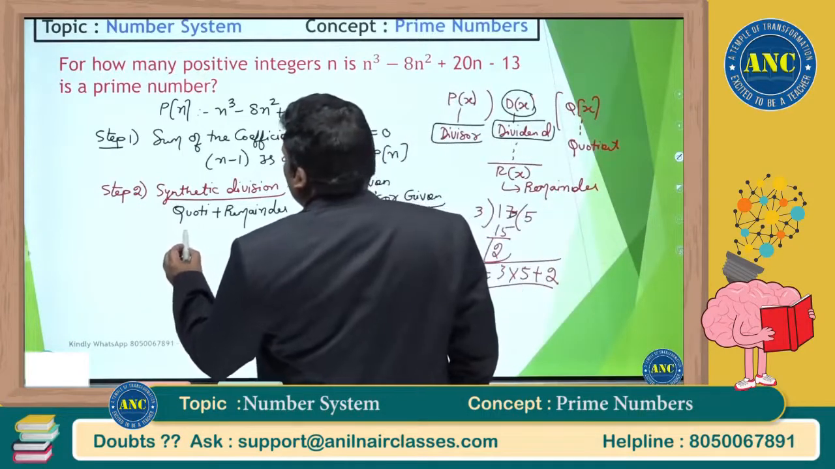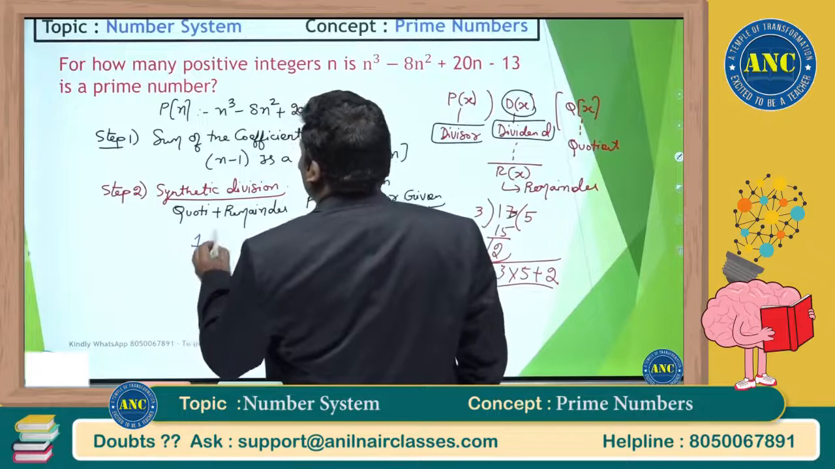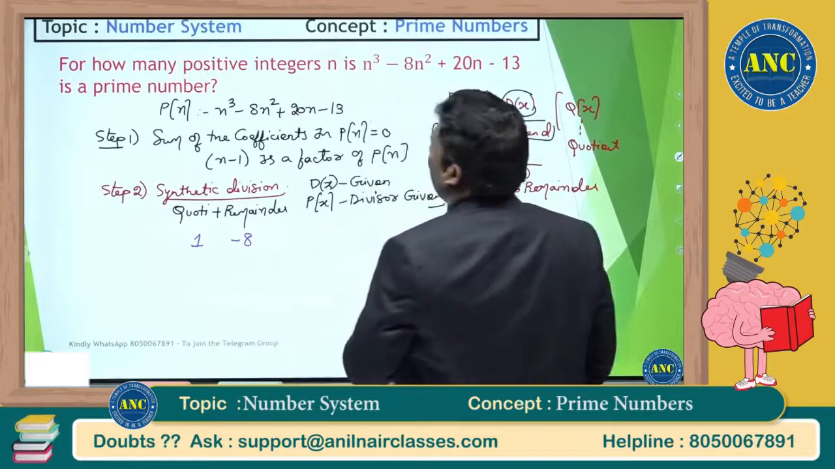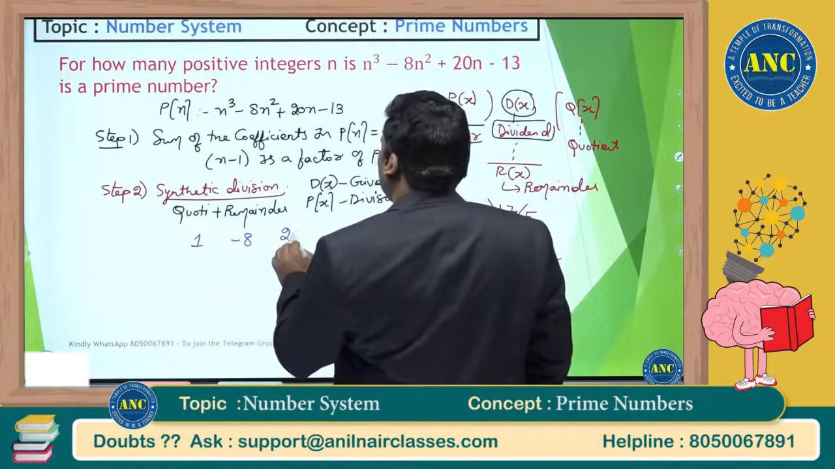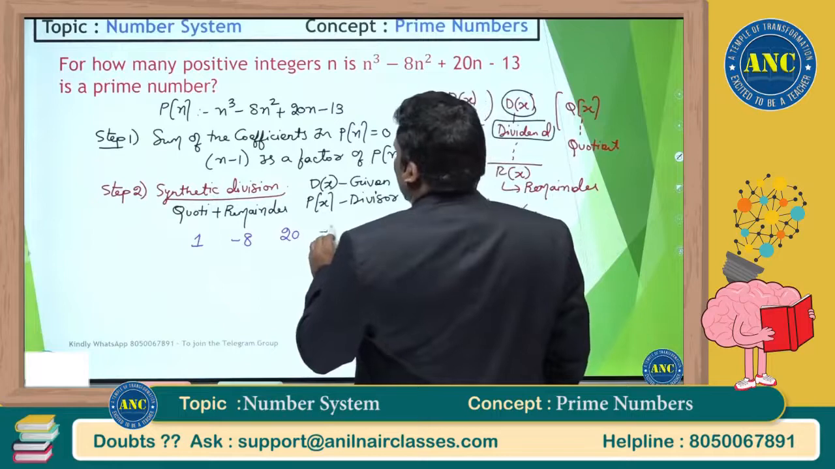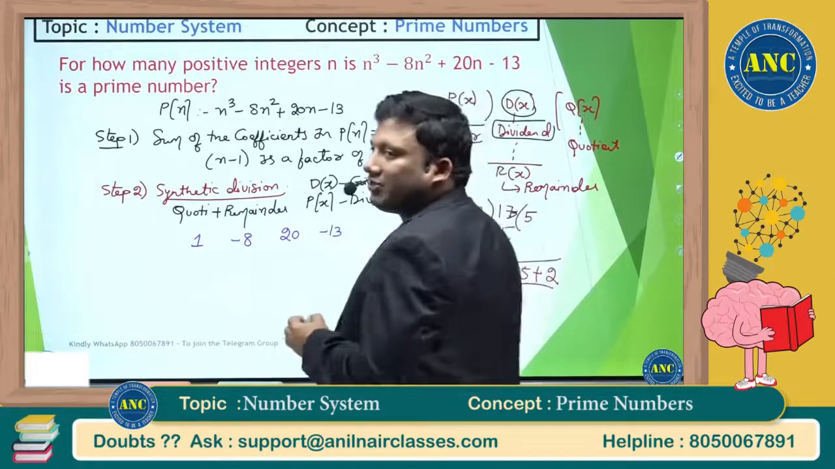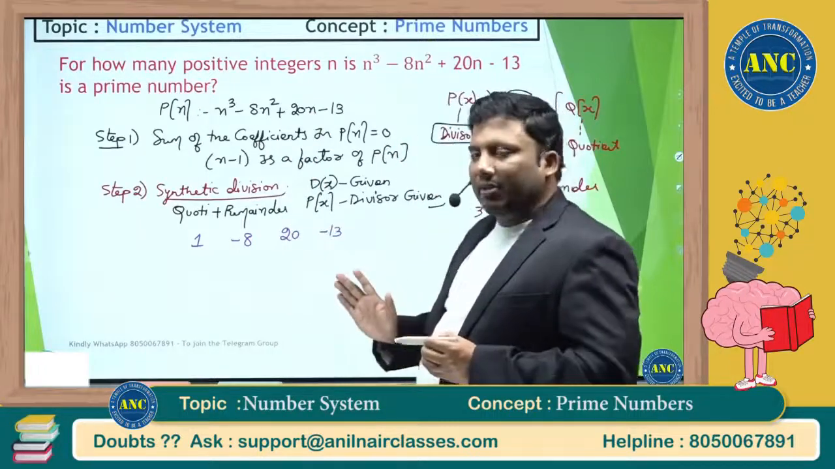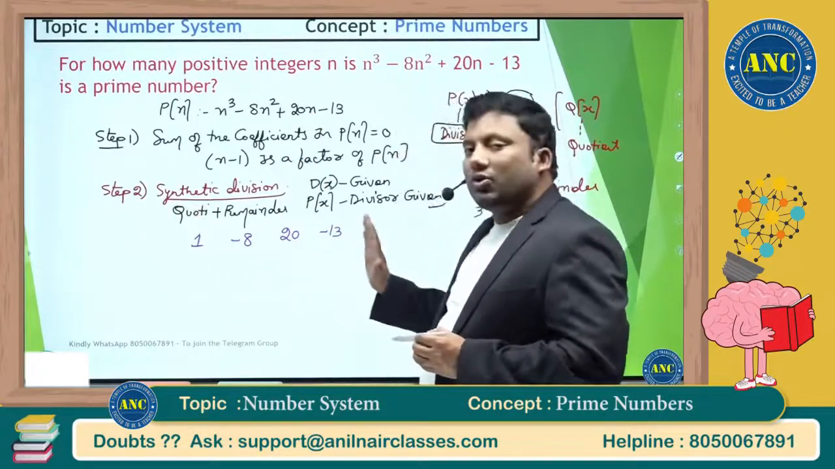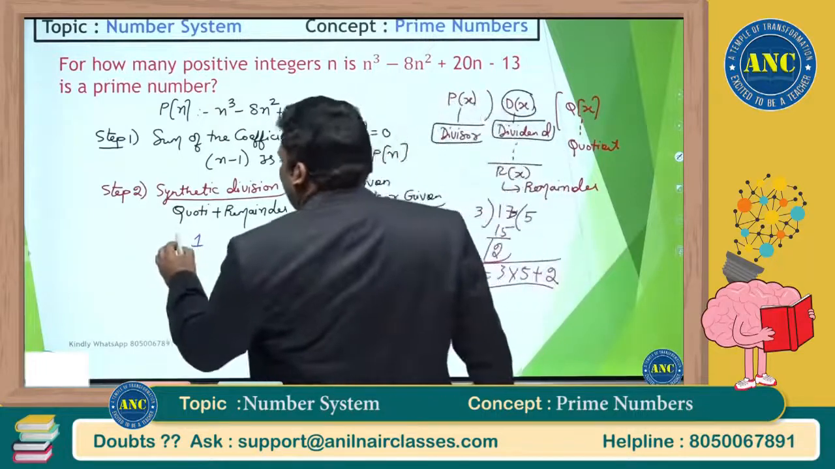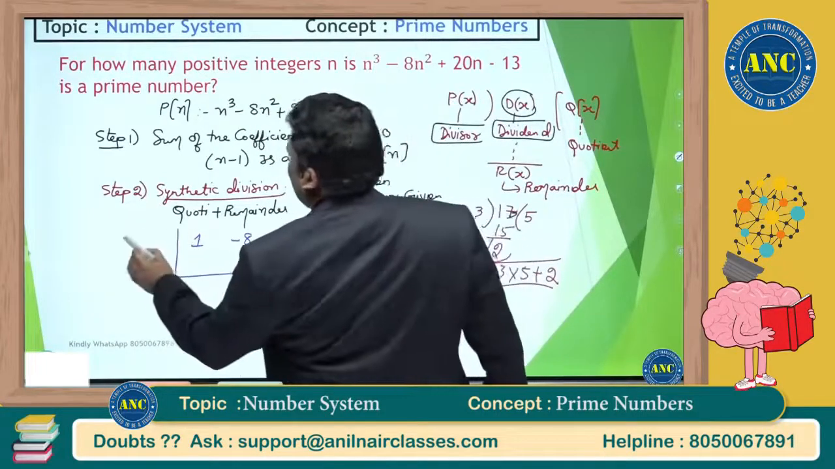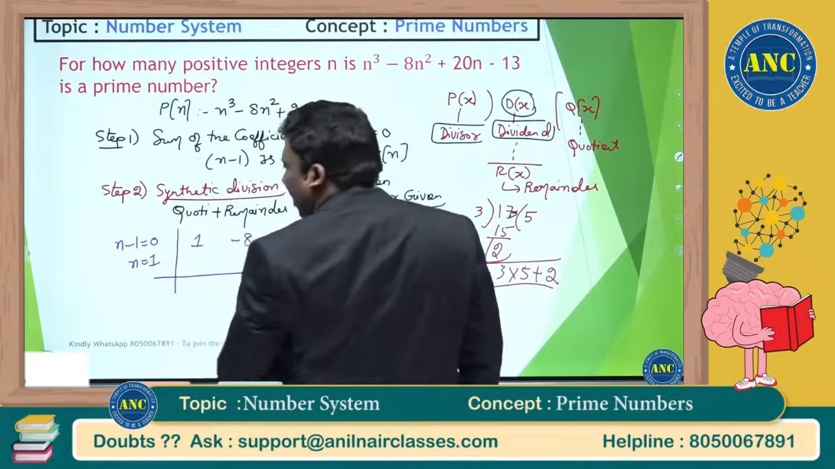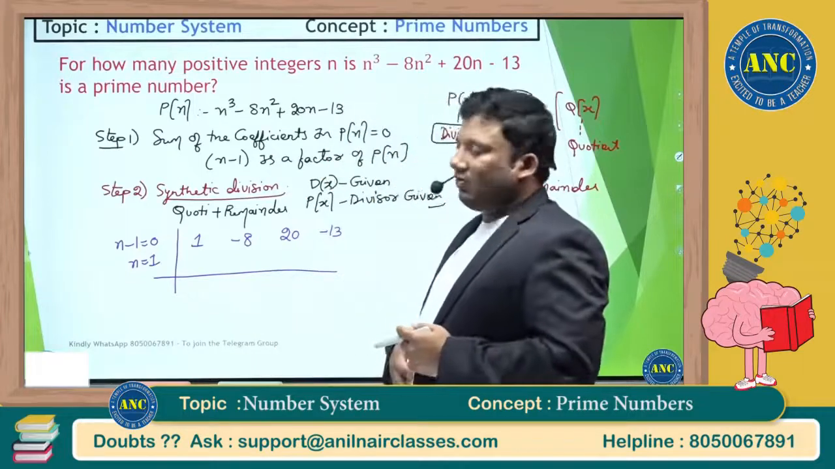Now, how to do it? Write down the coefficients in serial order. N cube coefficient is 1. N square coefficient is minus 8. N coefficient is 20. Constant is minus 13. If something is missing, for example after n square if n is missing, keep 0. Again I am telling, write the coefficients in the serial order. N minus 1 is a factor, so n is equivalent to 1. N minus 1 is a factor, equate it with 0.